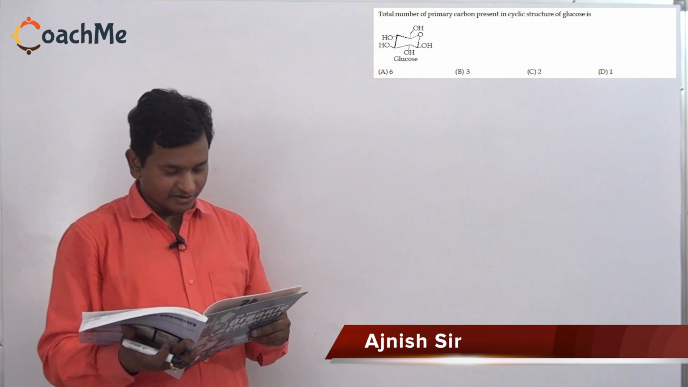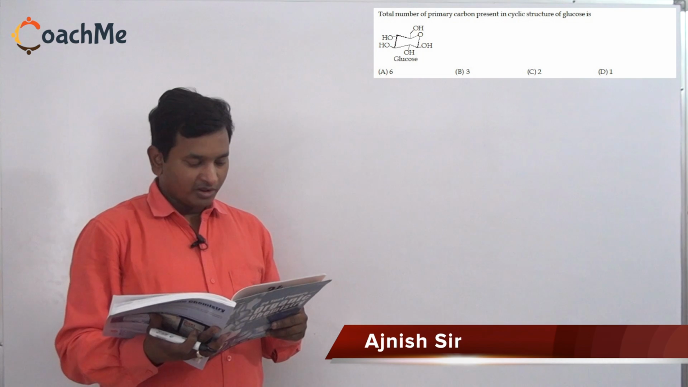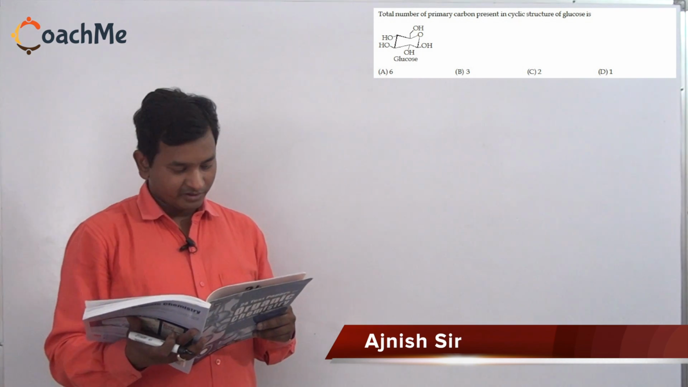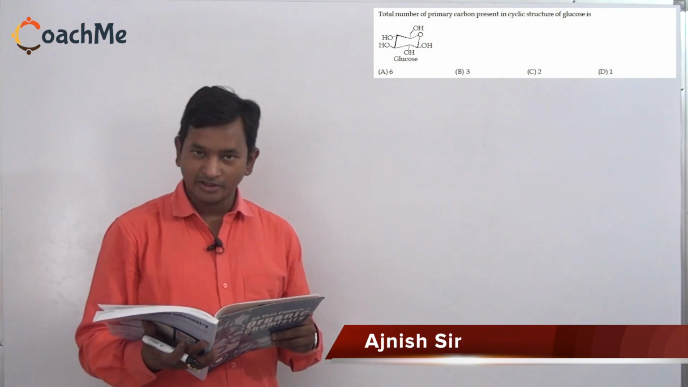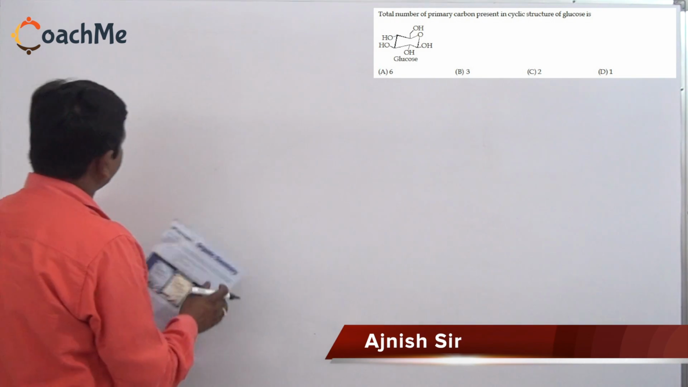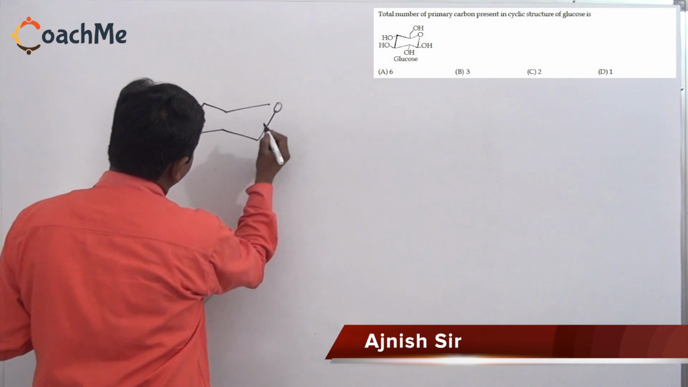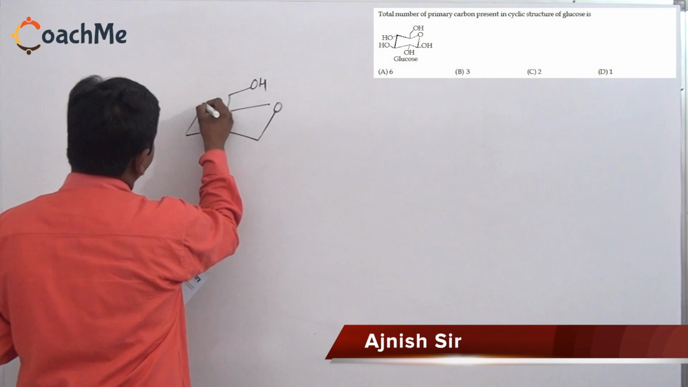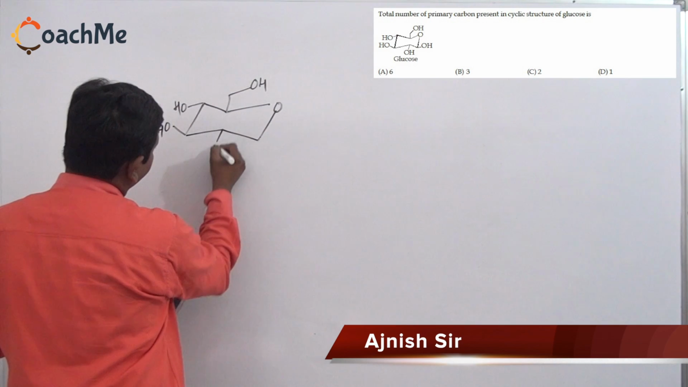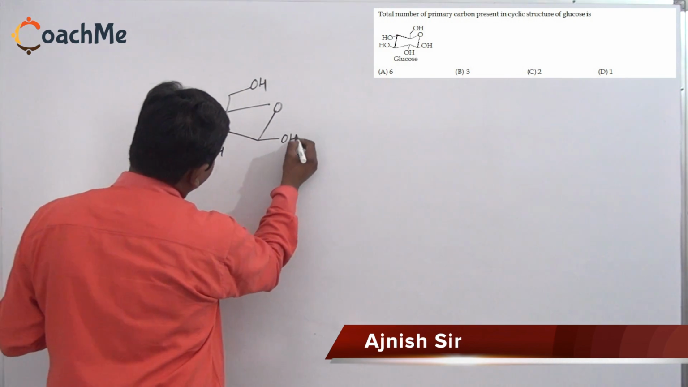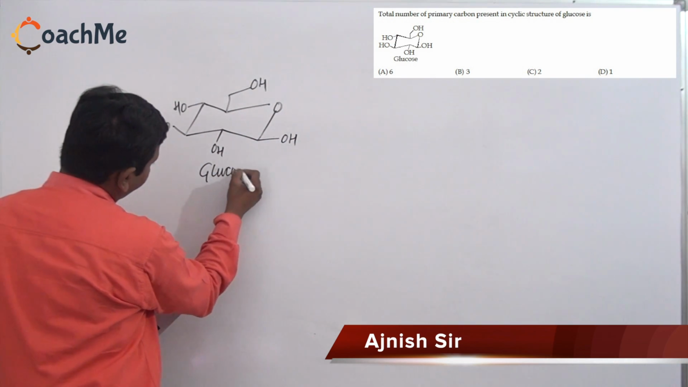Now the third question is again of SCQ. It states that the total number of primary carbon present in the cyclic structure of glucose is. The structure of cyclic glucose which is mentioned in the question is like this. The structure is given like this. Okay, this is called glucose, the cyclic structure of glucose.